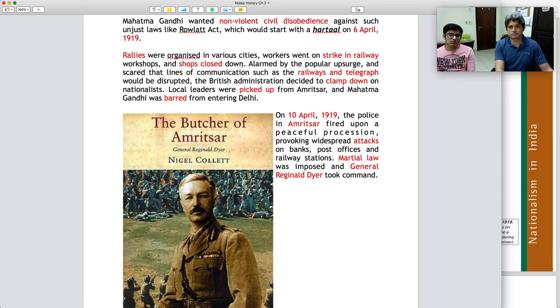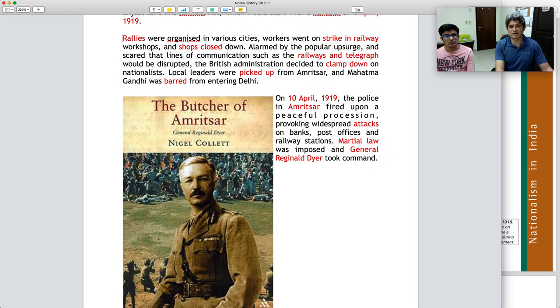Lines of communication like railways and telegraph were all disrupted because people were not turning up for work. So the British administration said enough is enough. They were scared and shaken, and they decided to clamp down on the nationalists. Local leaders were picked up and put behind bars in Amritsar, and Mahatma Gandhi was barred from entering Delhi.